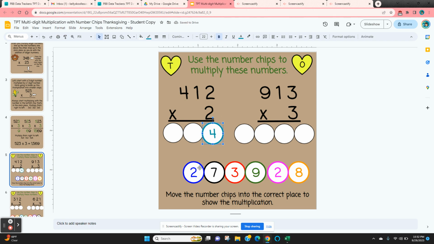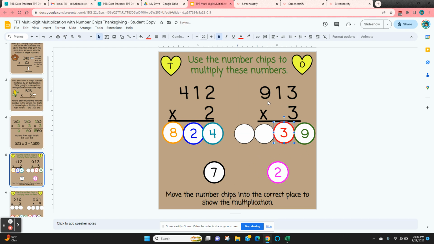2 times 1 and 2 times 4. Now you want to also point out that every one of your answers is going to be connected to a letter in a yellow heart, and that will help them solve a riddle on the very last slide. So here we have from right to left, 3 times 3, 3 times 1, and then 3 times 9 is 27.